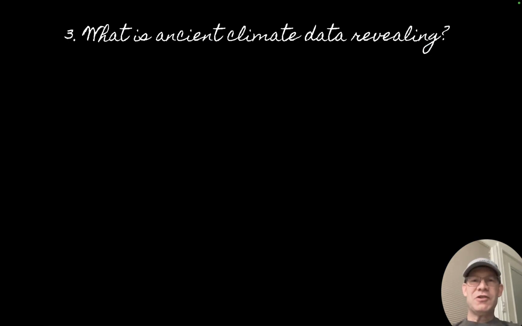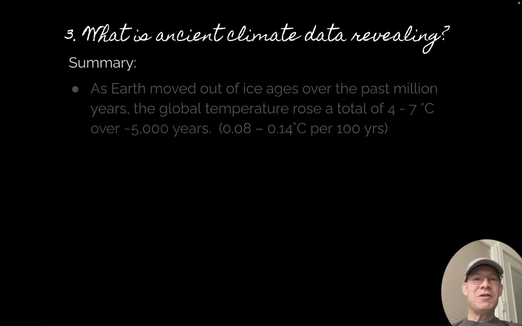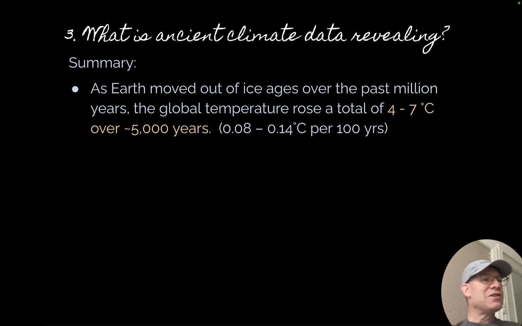I think this kicks us over to the back side now of your notes. So summary, what's this ancient climate data revealing? So as Earth warms, let me flip over my page here too. Okay, so as Earth moved out of ice ages over the past million years, the global temperature rose a total of, in your blank there, 4 to 7 degrees Celsius over the next 5,000 years. So you've had these series of ice ages throughout Earth's history that we can find, and every time, temperature goes up 4 to 7 degrees Celsius when we come out of an ice age.